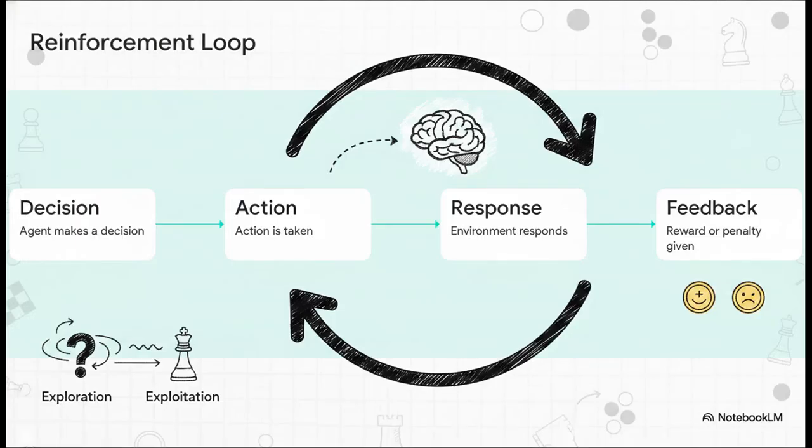It all comes down to this continuous feedback loop. The agent makes a decision, takes an action, and the environment pushes back with either a reward or a penalty. The AI is constantly wrestling with this dilemma of exploration, trying wild new things to find better strategies, versus exploitation, which is just using the best moves it already knows. This is exactly how computers beat world champions at chess.